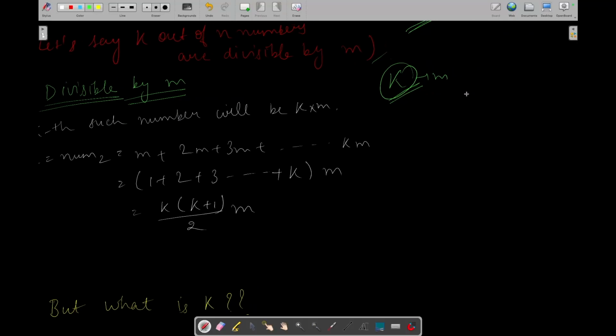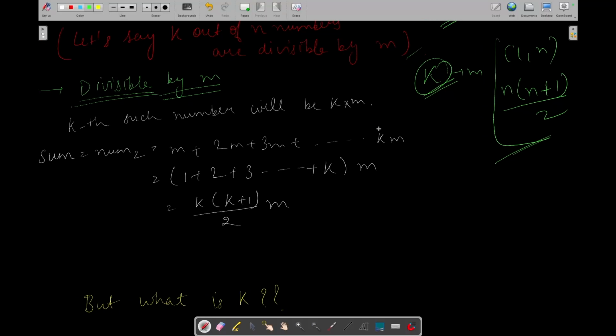Okay, and what is the sum of natural numbers 1 to n? It is n into n plus 1 by 2, right? We all know this thing. Okay, so let's see if we take m common from this, and now it will become m times the sum of k natural numbers.